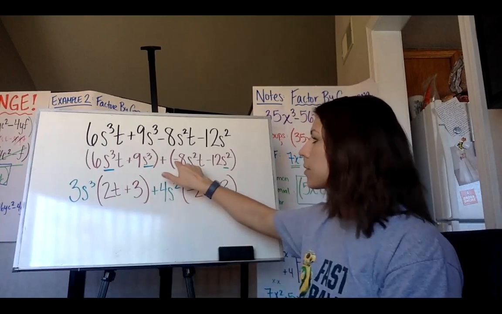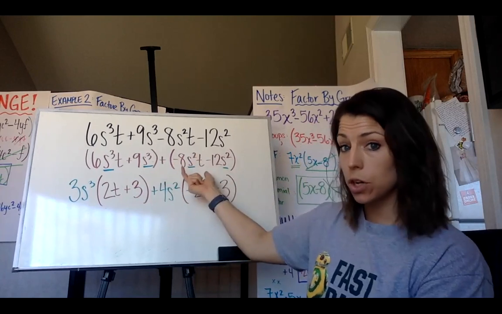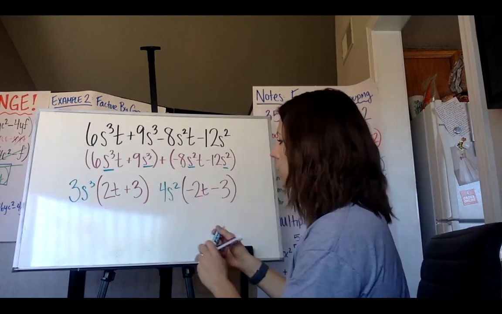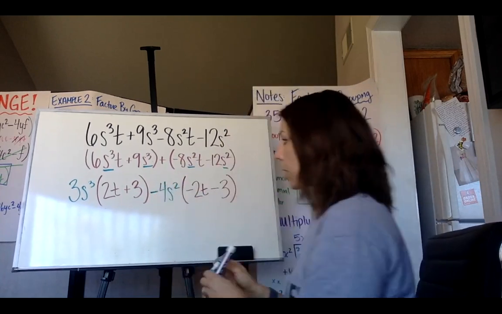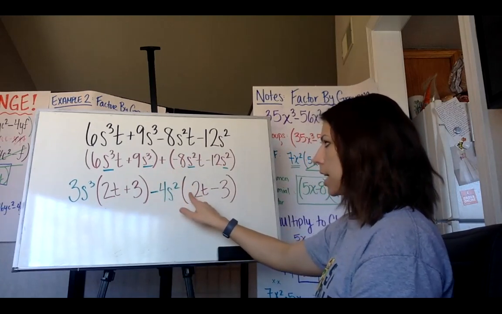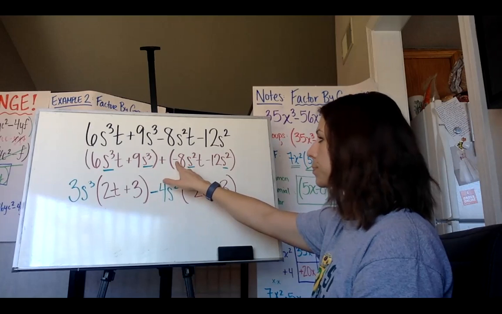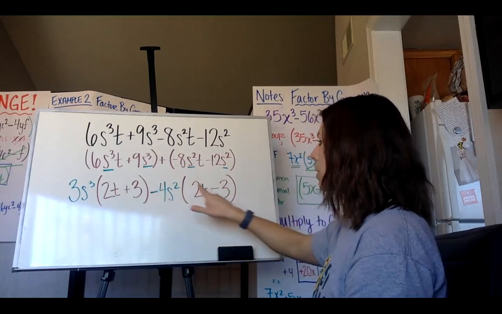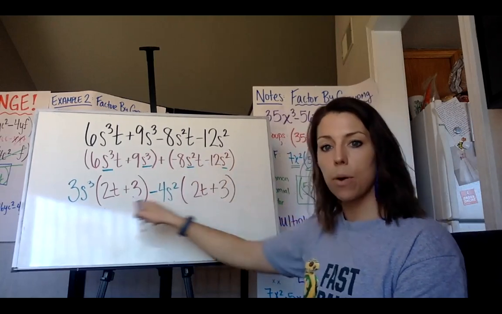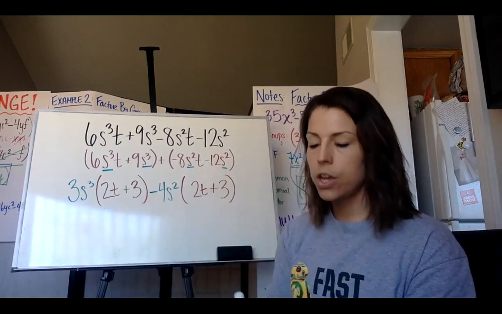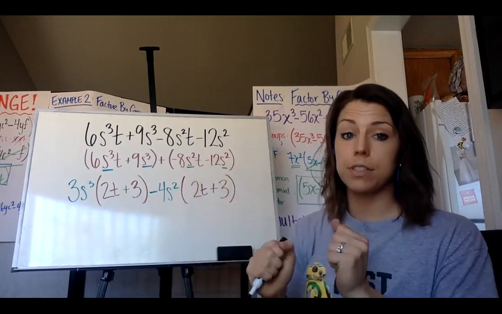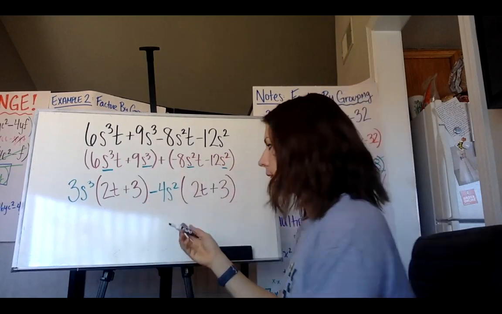That's why when the leading coefficient is negative, when that first term in a binomial is negative, you have to factor out a negative. Let's see what happens if I factor out negative 4s squared instead. A negative times a positive 2t is how I get a negative 8s squared t. And negative 4 times a positive 3 is how I end up with a negative 12. Now are these the same? Yes. So when the first term inside the parentheses is negative, you have to factor out a negative. Otherwise, these will not be the same.